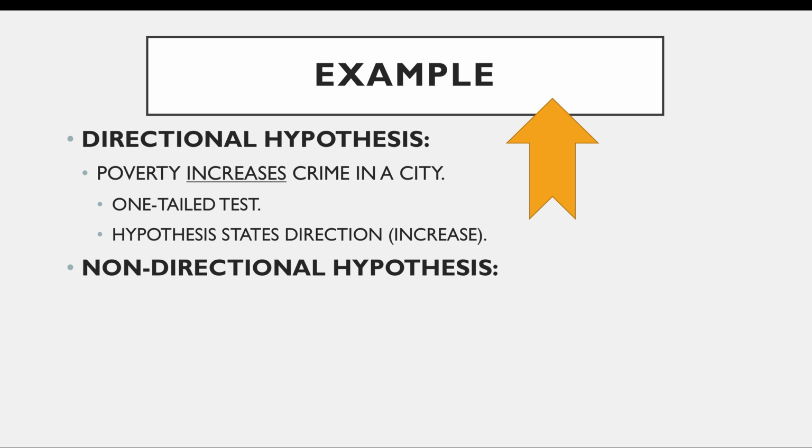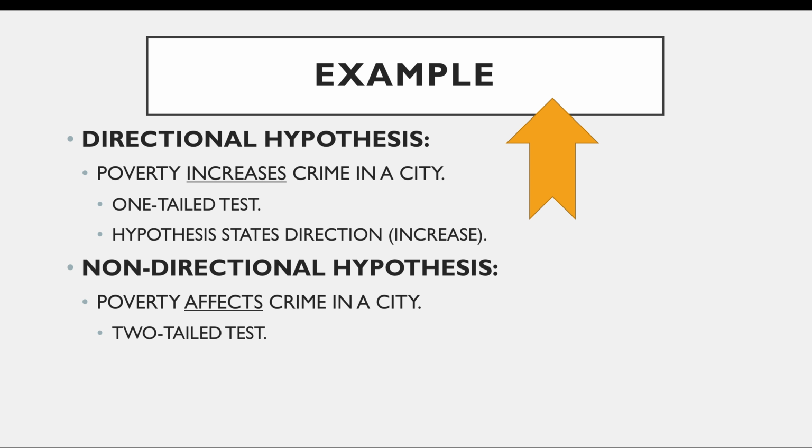We also have non-directional hypothesis. So the example for this one is very similar to the first one. Poverty affects crime in a city. So if you look at it, one word was enough to change from directional to non-directional. So here, why is this non-directional? Well, because it's not showing us the direction. It's not telling us if it's going to increase, if it's going to decrease. All it's telling us is that it's going to affect crime in the city.